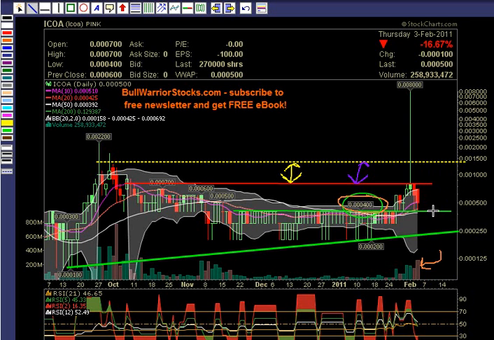So as long as that remains the case, price action rules all other indicators. So that is where the chart currently stands. If there are any other questions on it, please let me know.